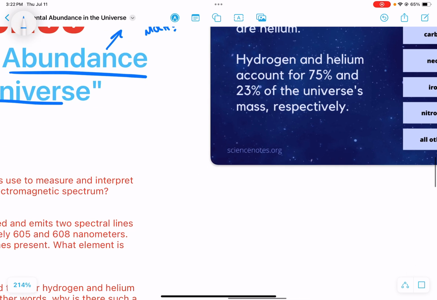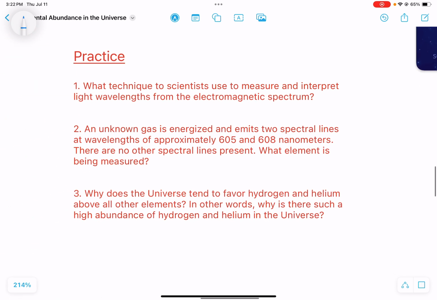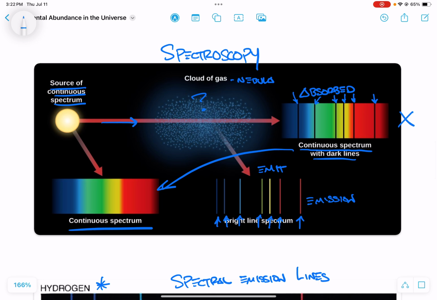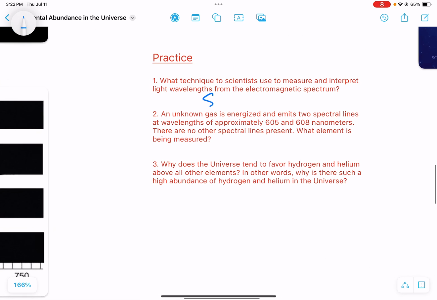So with that knowledge, let's go ahead and look at a couple practice problems. Question number 1. What technique do scientists use to measure and interpret light wavelengths from the electromagnetic spectrum? Well, we talked about it earlier. It's called spectroscopy.